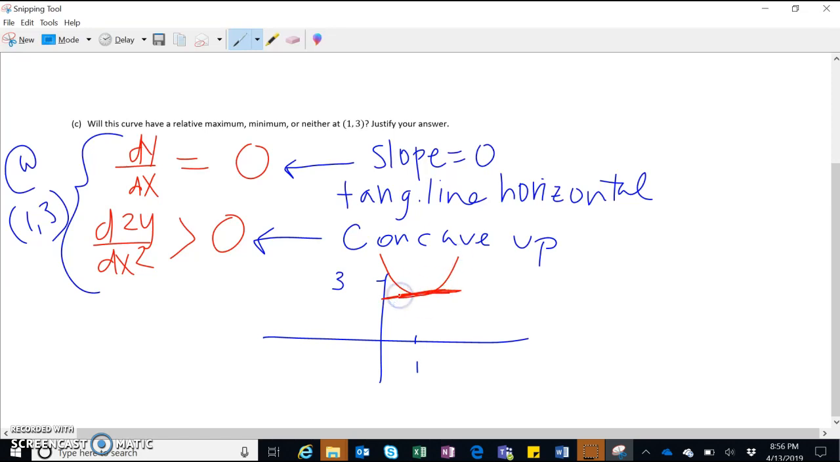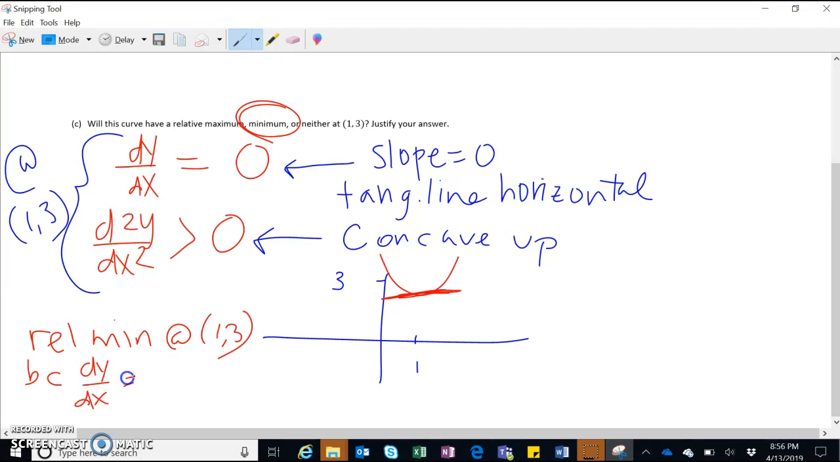There's my horizontal tangent line, there's my concave up curve, and what I know is that then I have a minimum. I would say something like relative min at (1, 3), because of all the notes I made up there: the first derivative is equal to 0, and the double derivative is positive. And that's all I gotta say to justify that minimum.